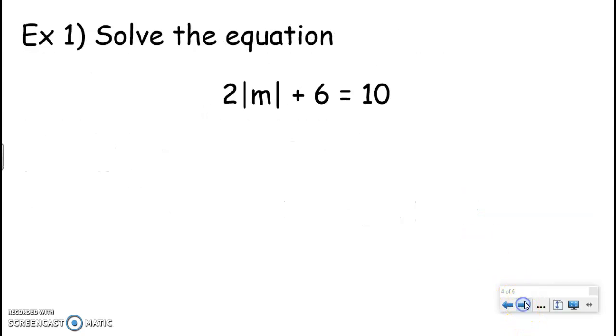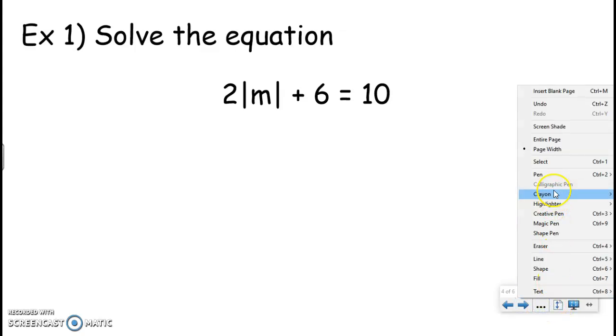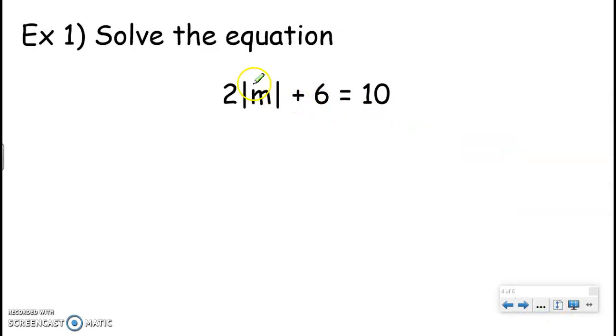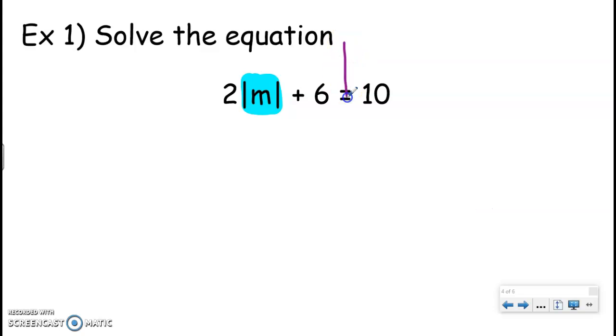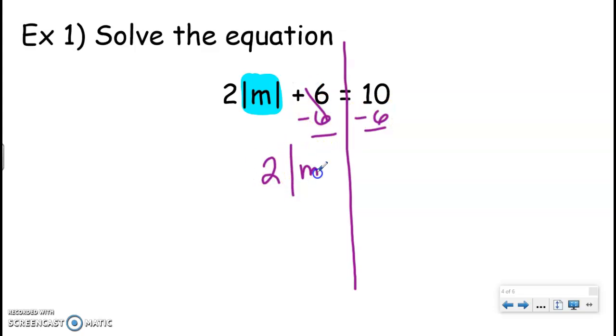Okay, so let's go ahead and do some of these just so you can see what it is. I'm going to start out by highlighting my absolute value. Okay, my first step is to isolate that. I need to get it alone. So to get that alone, I need to cancel my 2 and my 6. So this goes back to regular equations. Let's go ahead and subtract 6 from both sides. So I end up with 2 times the absolute value of m equals 4.